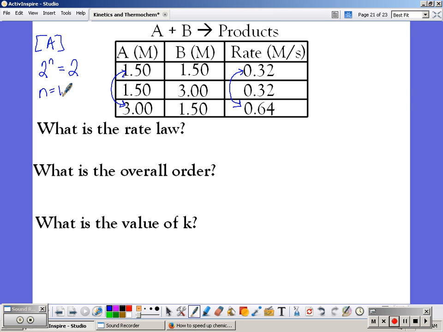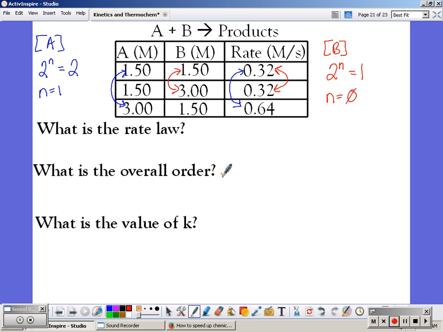Now if I look at B, I want to look at the first two sets of data because B is changing while A stays the same. Again, B is doubling, so we'll say 2 to the n. And my rate is staying the same, so that is a value of 1. That means it's 0 order with respect to B.